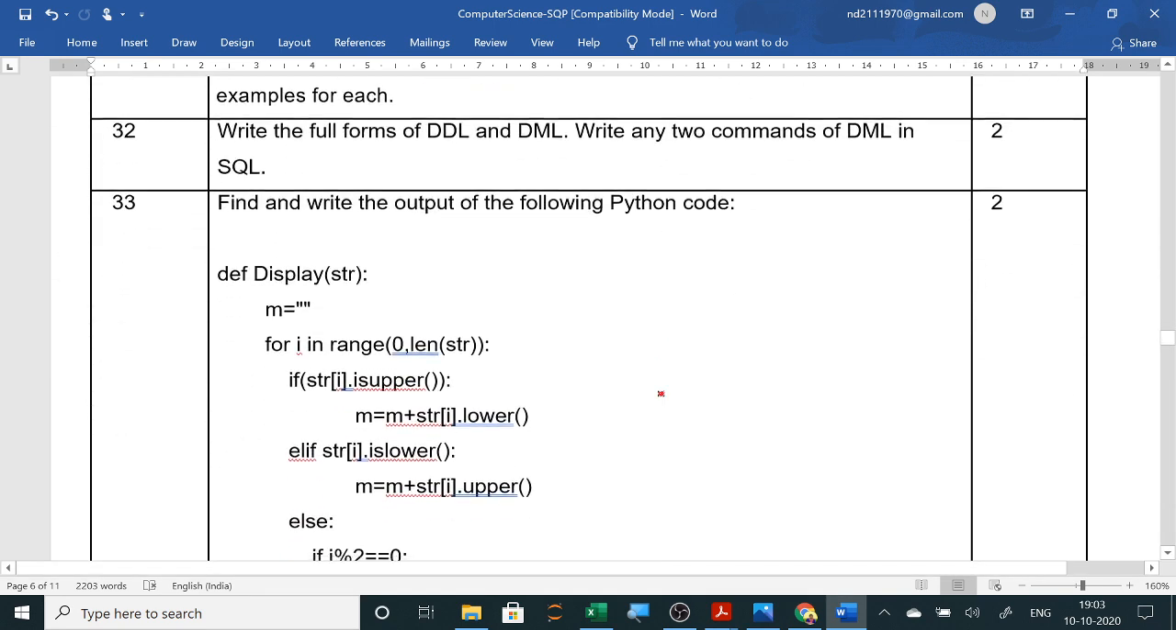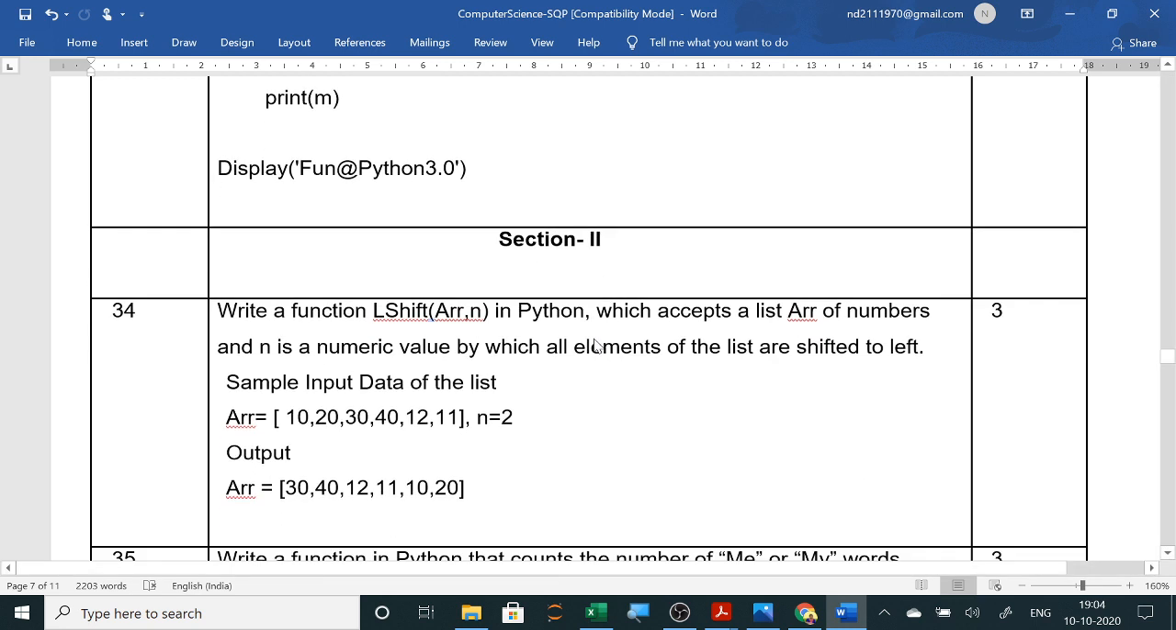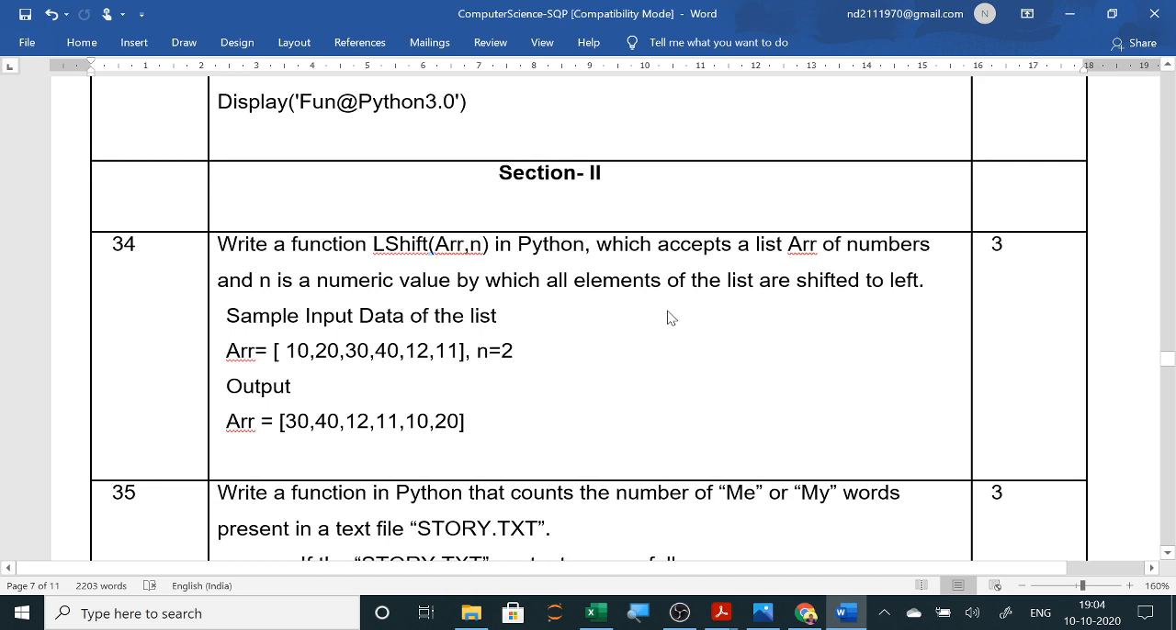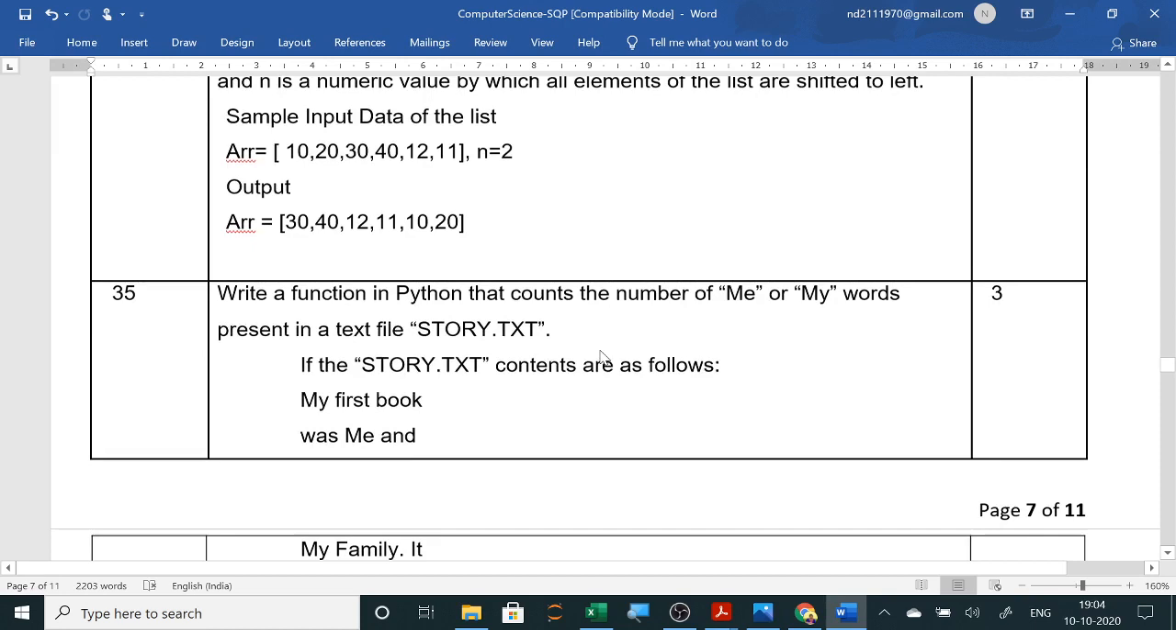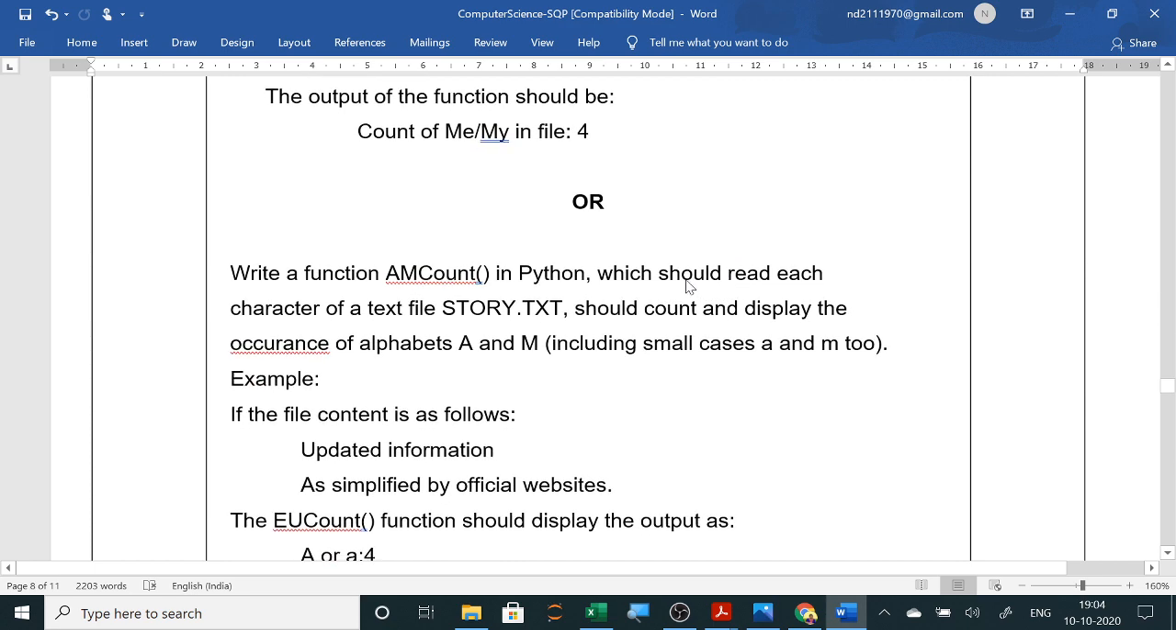So here you can see a total of 10 questions of 2 marks. Then section 2 has 4 questions of 3 marks each. This is a list in which we have to apply some functions, and we have to shift to the left. So here we will apply a for loop. These in detail we will do. Then text file, we have already done how to count me and my. So here you can see 1 internal choice is there.